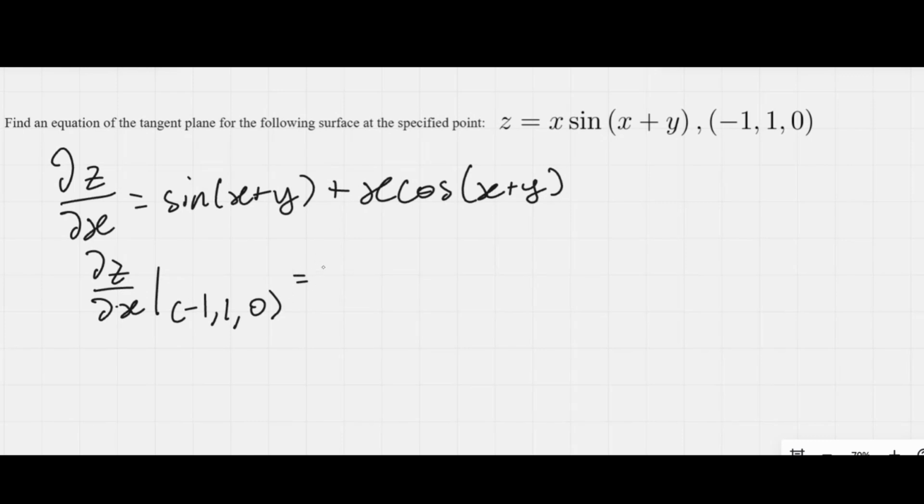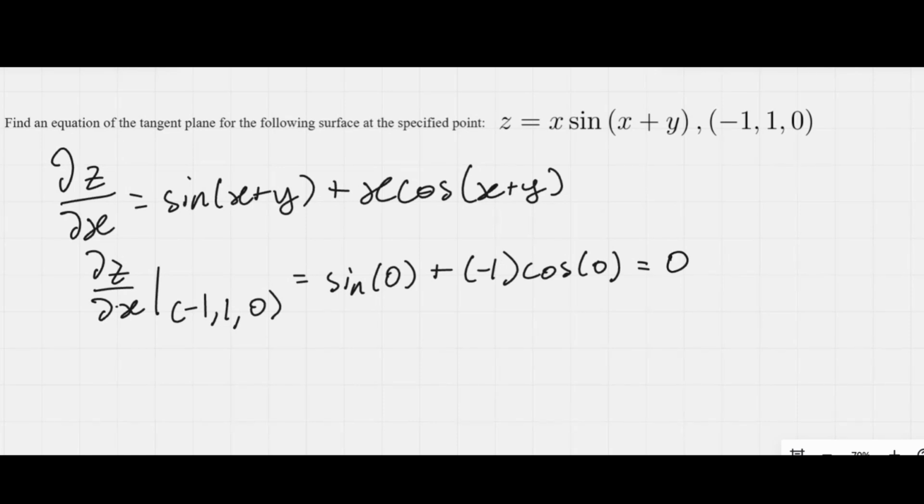Well, that's going to be sine(x plus y), so x plus y, or aka negative 1 plus 1, is 0. So sine 0 plus negative 1 times cosine 0.